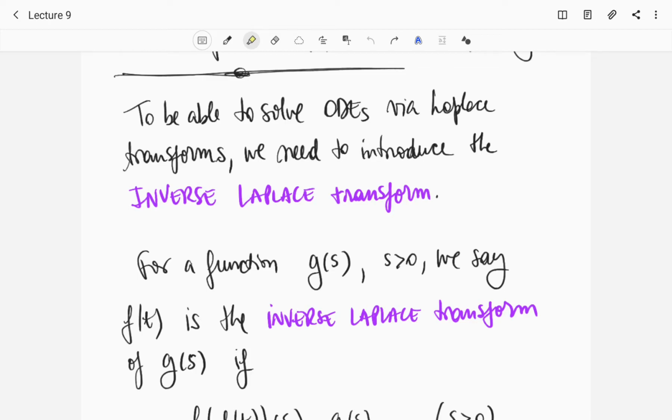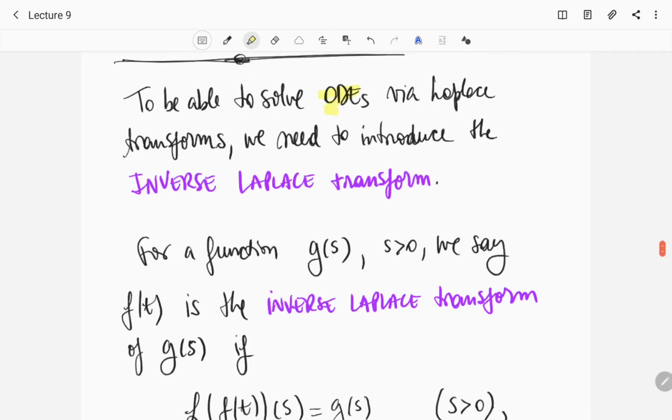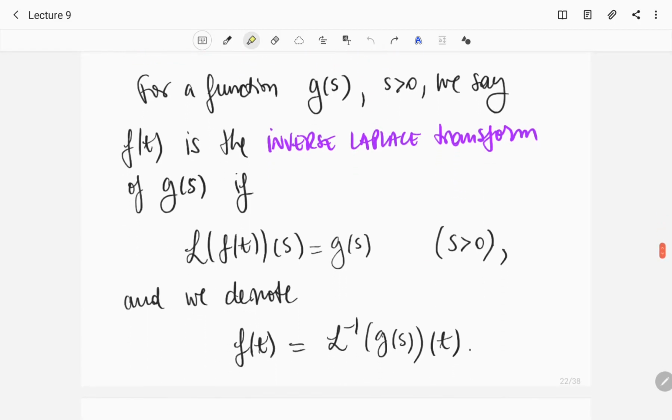Again, to be able to solve these ordinary differential equations via Laplace transforms, we need to introduce the inverse Laplace transform. For a function g of s, with s positive, we say that f of t is the inverse Laplace transform of g if they verify this identity. And we denote this f as the inverse Laplace transform of g of s, with this notation, to the power -1.